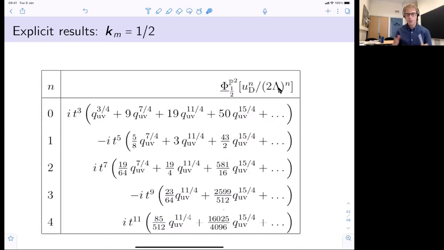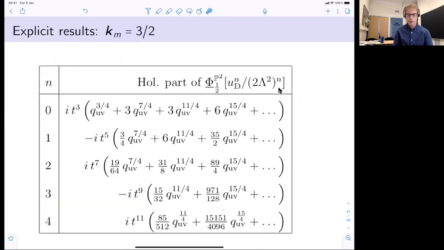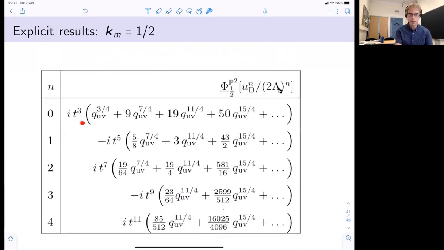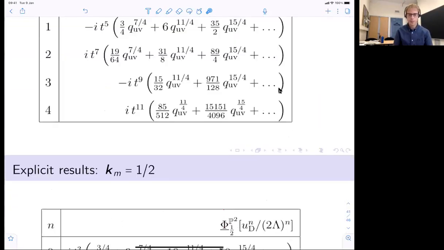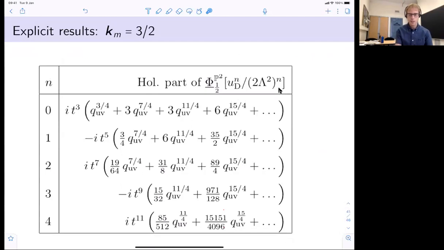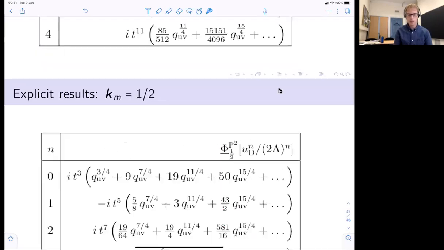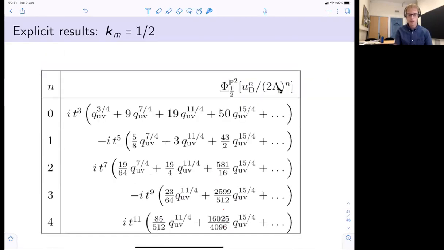We see that the limit is indeed independent of the value of Km, at least for these two cases. This leading coefficient here is the same as the leading coefficient here. For the second line, this goes to zero in the limit. So in that sense, it also confirms the expectation.